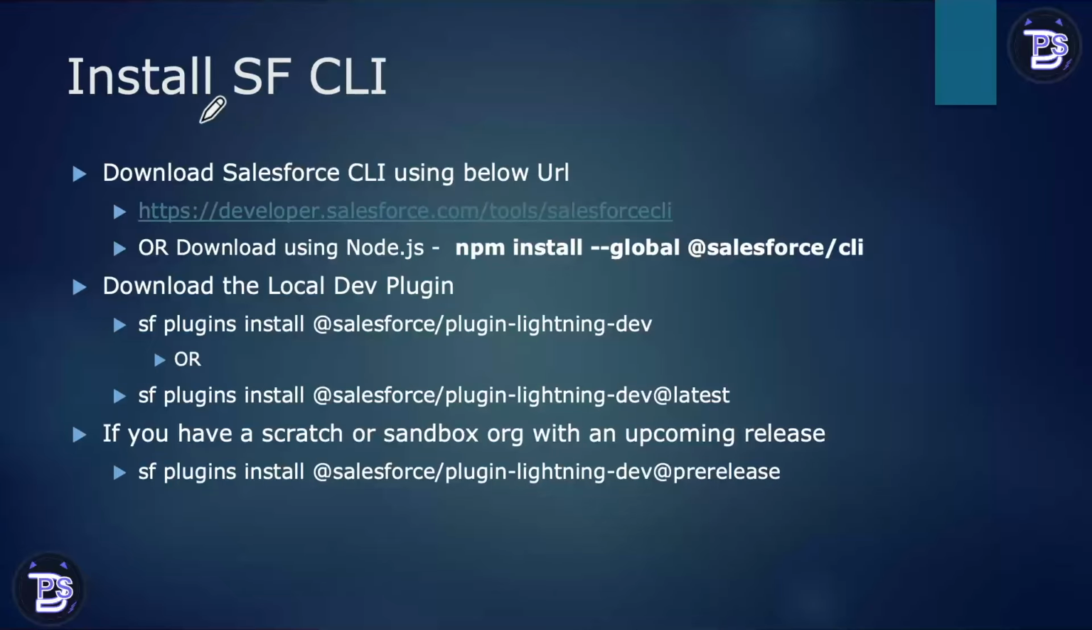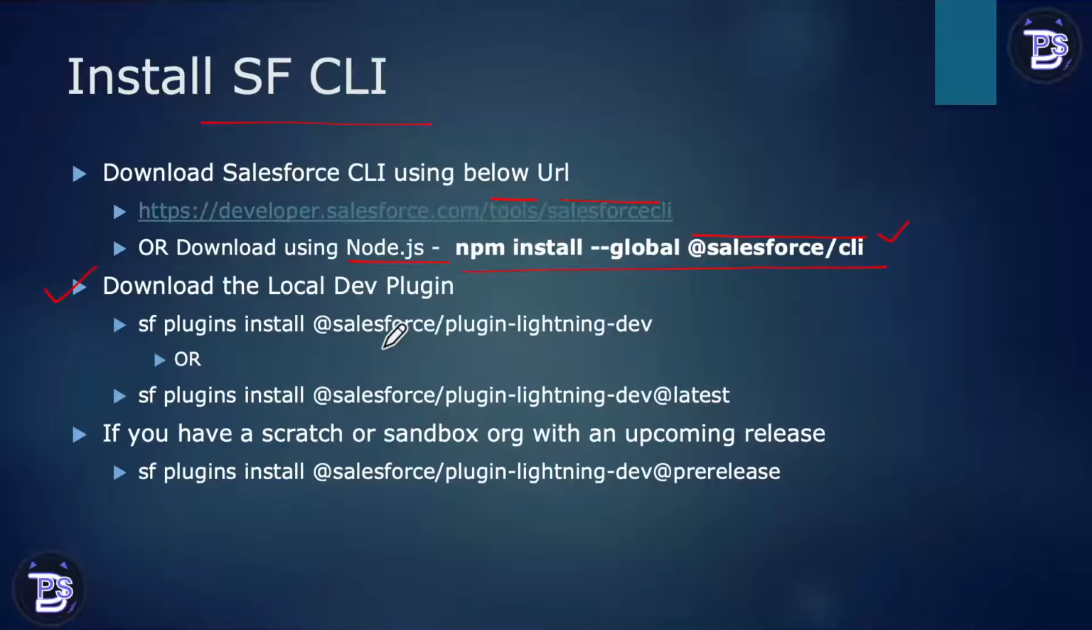To download the CLI, you can navigate to this URL, developer.salesforce.com/tools/Salesforce CLI, or you can download using Node.js, which I usually prefer to utilize to download and install Salesforce CLI because it is just a simple command that we need to run, npm install --global, to make sure it is globally installed on your local machine, and then utilize @salesforce/cli. This is going to install the latest version of CLI on your machine.